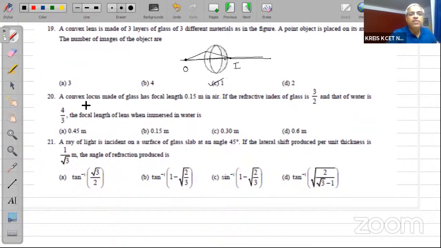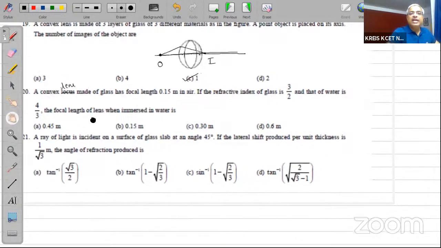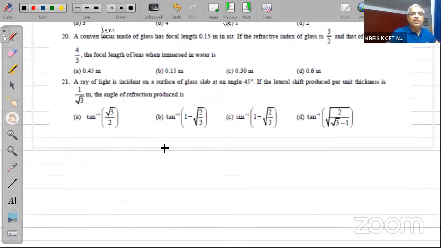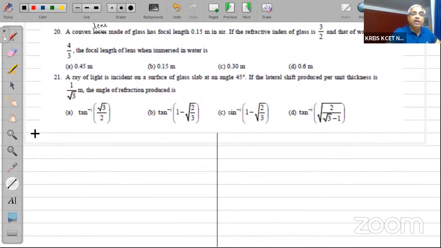20th question. A convex lens made up of glass has a focal length of 0.15 meter in air. If the refractive index of glass is 3/2 and that of water is 4/3, the focal length of the lens when immersed in water is given to be. A nice question. We shall try to work this out very quickly. You will use the lens maker's formula, the correct usage of it. Let's make use of this and do this. It is a very important question too. So let's see what it says.